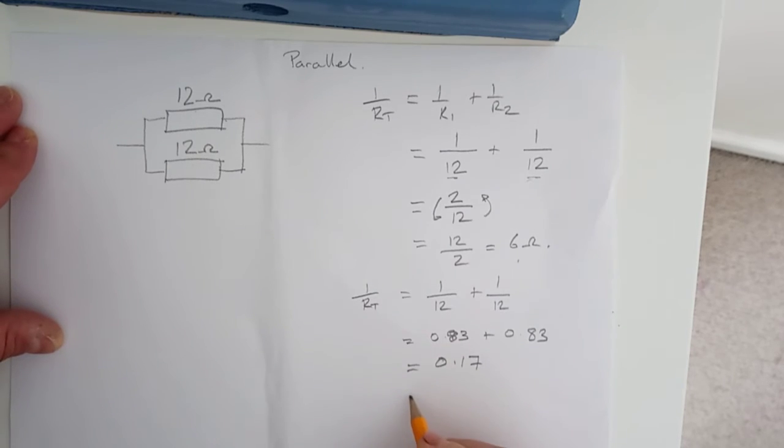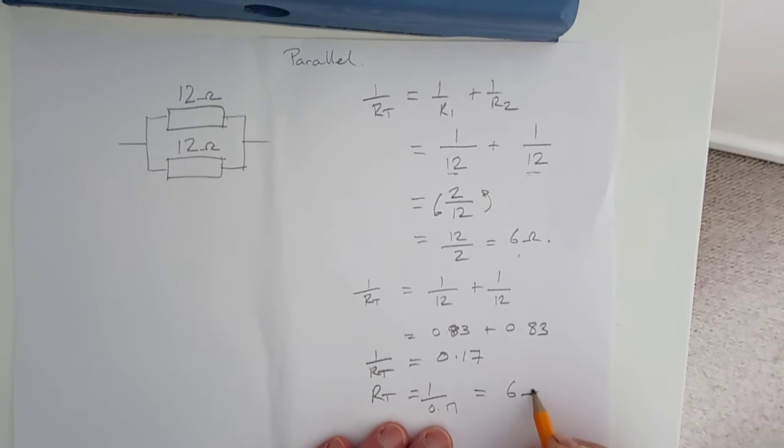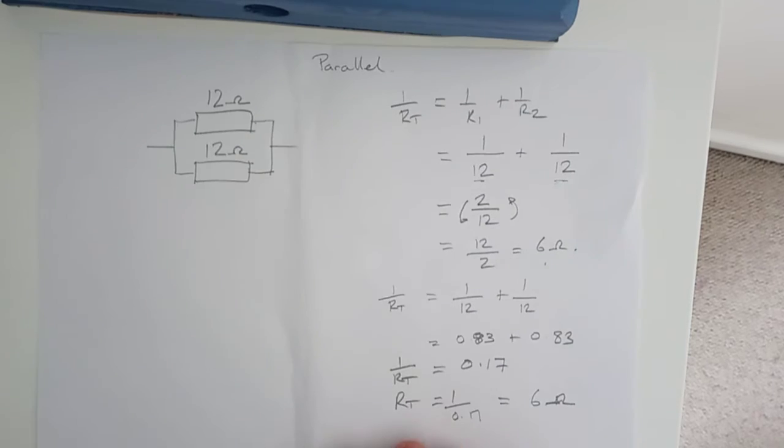What you'd have to do is physically divide that, 1 divided by, because that's still 1 over RT. So to get the total resistance there, you need to take the 1 across, so 1 divided by 0.17, which should give you about 6 ohms, there or thereabouts, depending on your rounding, maybe just over, but it should be about 6 ohms.